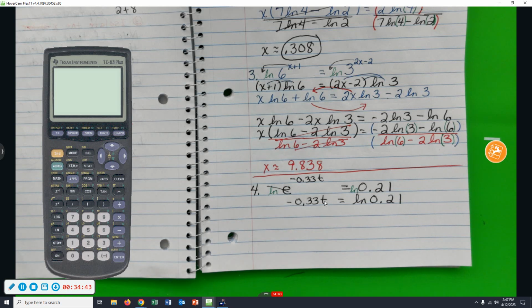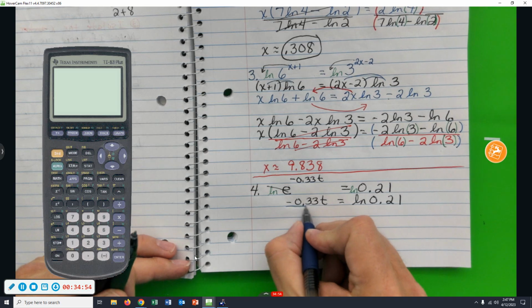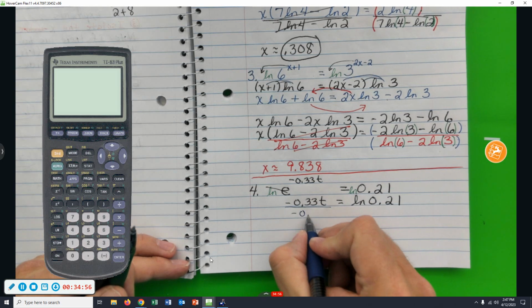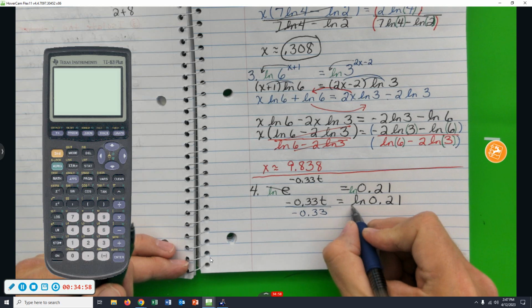Now how do I get the variable by itself? Just divide. Get the t by itself. We divide both sides by negative 0.33.